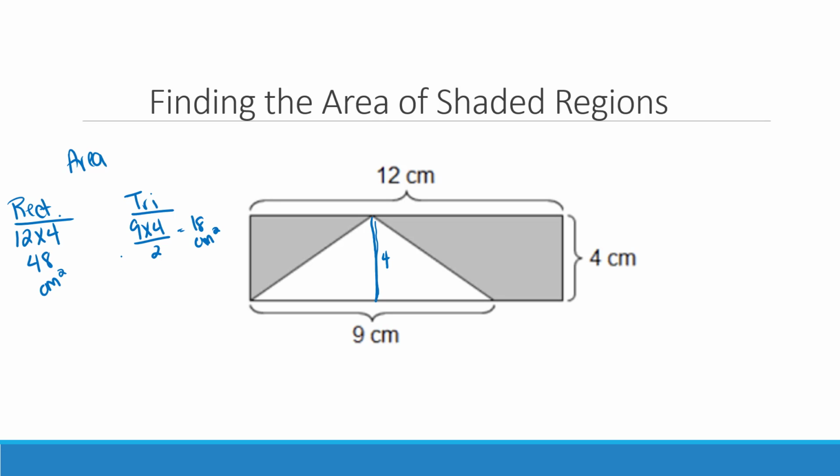So what do you do with this? Now that I've found the area of the rectangle and the area of the triangle, what do I do with these two answers? Keep in mind, it's almost like you're getting rid of the triangle. Imagine taking a pair of scissors and cutting out the triangle because you just want what's left over. In that case, we're taking the area of the triangle and subtracting it from the area of the rectangle. So if we do 48 minus 18, that's going to give us an area left over of 30 centimeters squared.